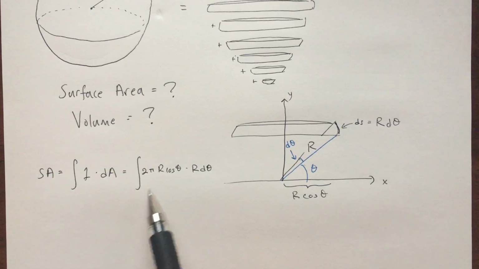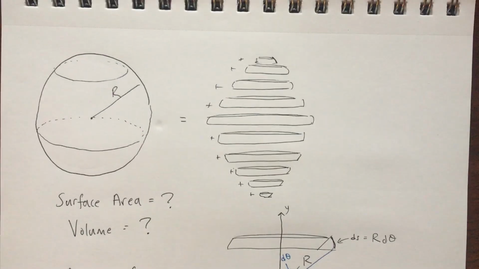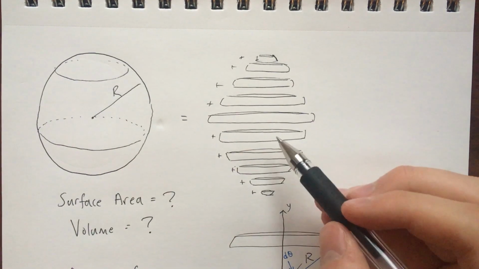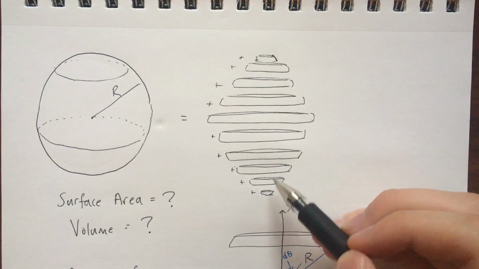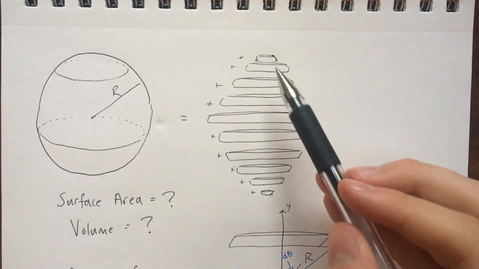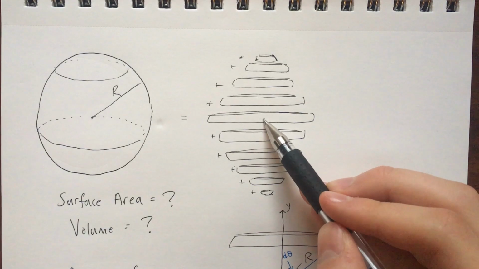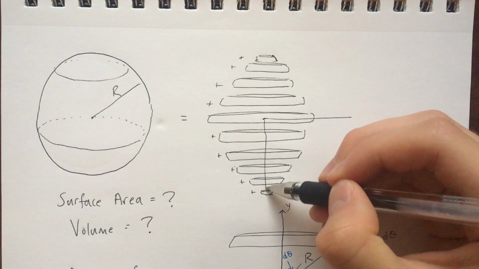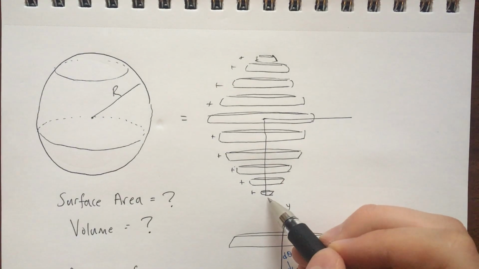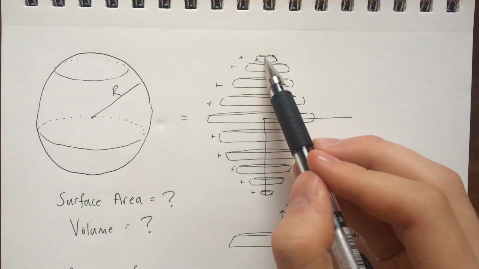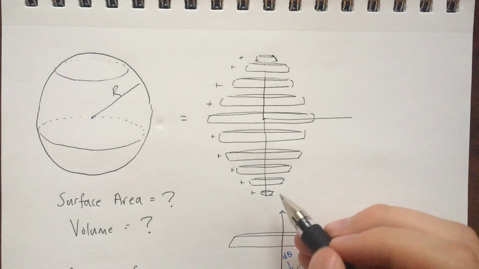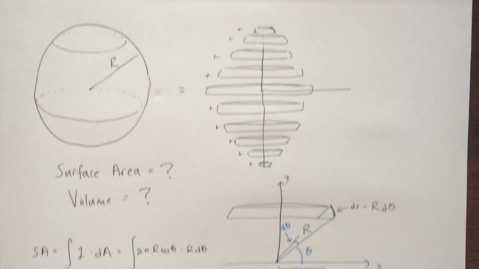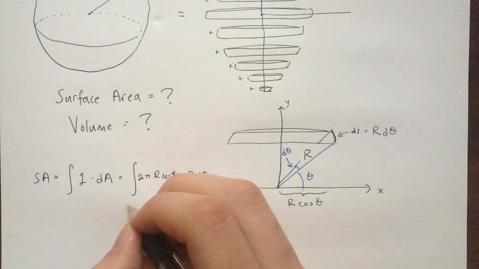So we need to find the bounds of integration. Well, as you see, we want to sum up every single strip here, and each one of these strips has a corresponding angle to it. So we want to start from the bottom and go all the way up to the top. Since we're measuring from the x-axis like this, the angle of the bottom one is going to be a right angle, and it's going to be negative. And this angle is going to be positive. So then the bottom angle is simply going to be negative pi over 2, and the top is going to be pi over 2.